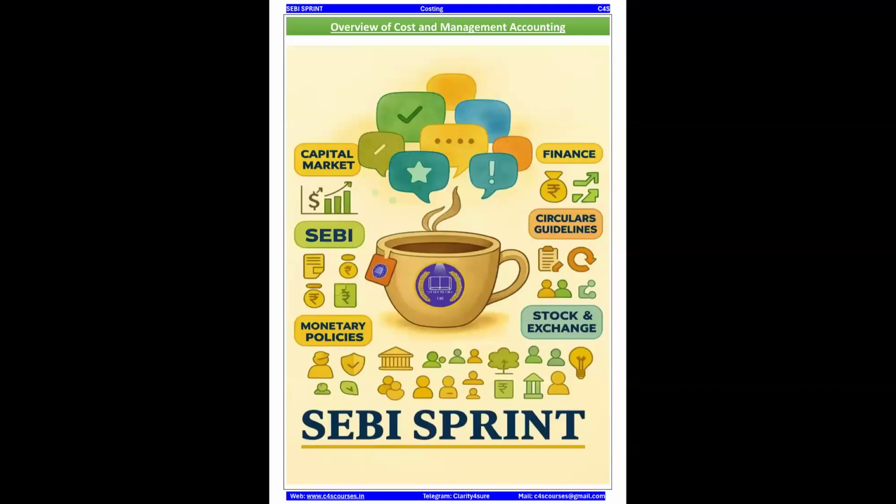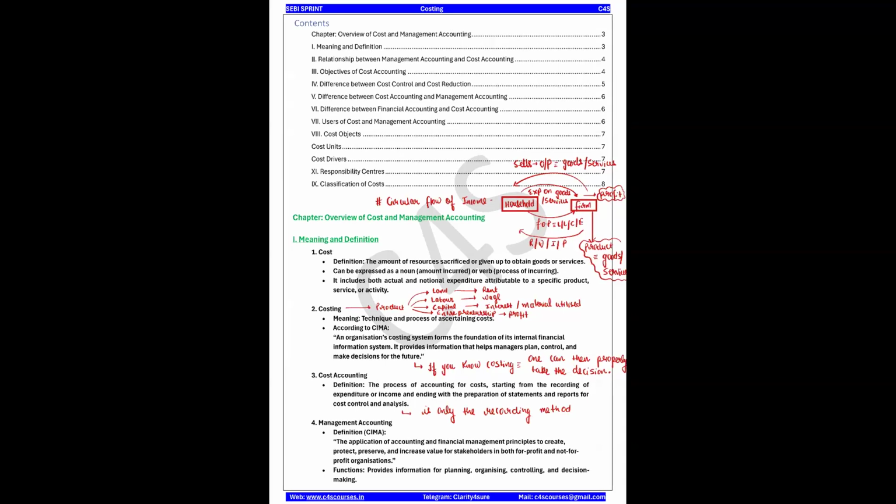Today we are starting the subject costing for your SEBI Grade A 2025 and 2026 examination. It will be beneficial for your PFRDA and IFSCA prelims also. We are going to start with the first topic in the costing subject, that is overview of cost and management accounting.